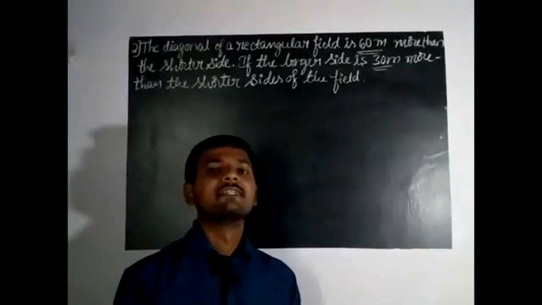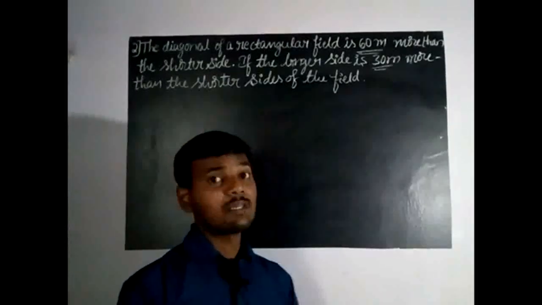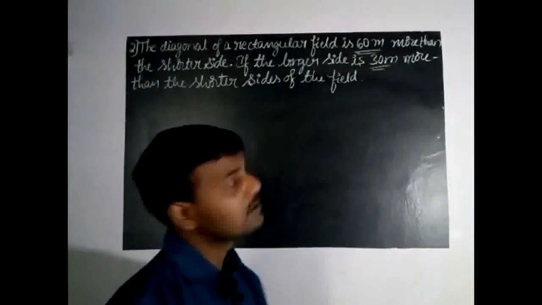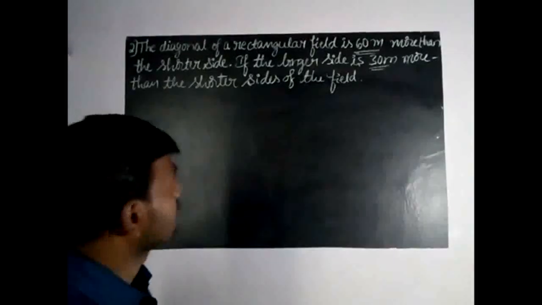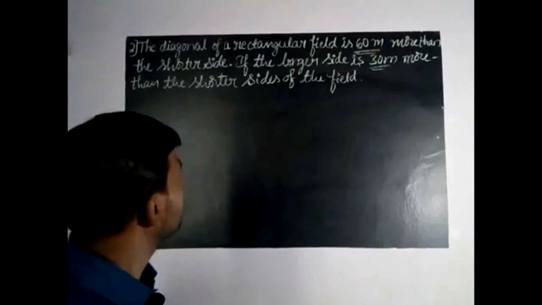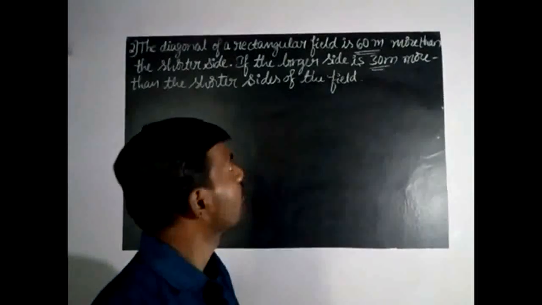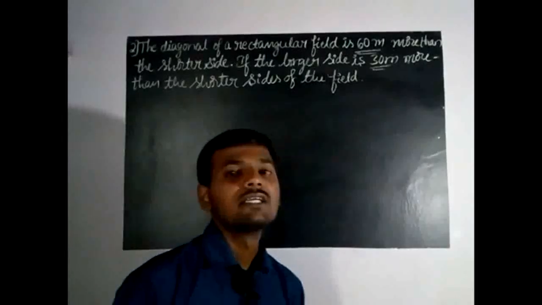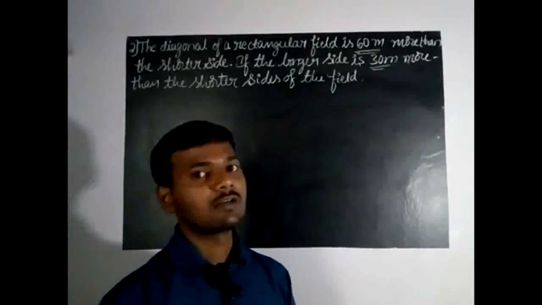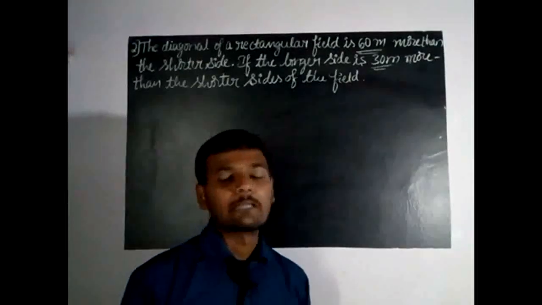Good dear students, let us discuss the next example. The diagonal of a rectangular field is 60 meters more than the shorter side. If the longer side is 30 meters more than the shorter side of the field, find the sides. Here they are given the longer side, the shorter side and the diagonal of the rectangular field.